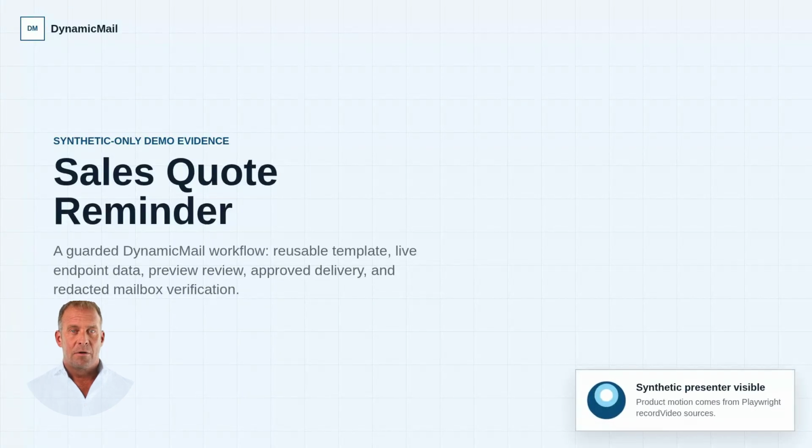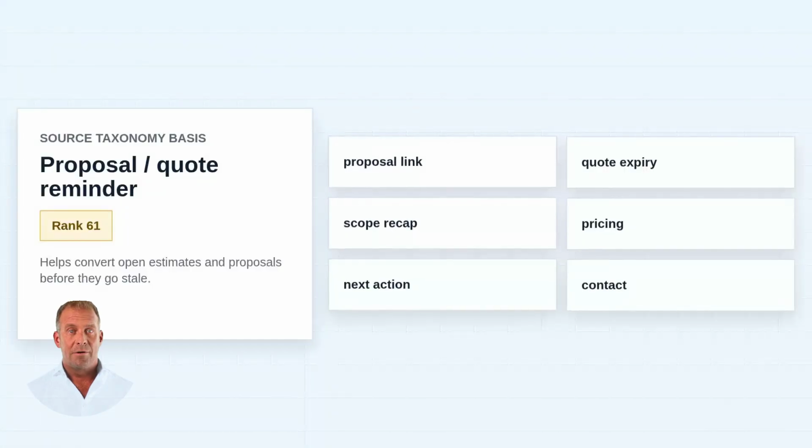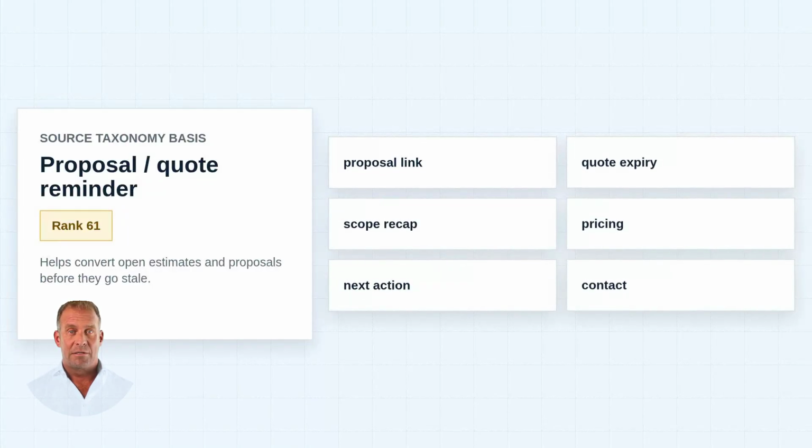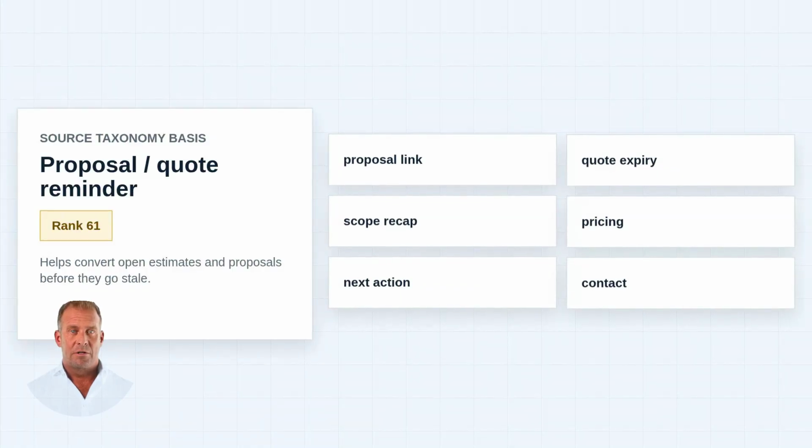This corrected demo shows the full DynamicMail sales quote reminder workflow. The presenter is synthetic, and the product sequence is built around the guarded DynamicMail demo workspace. We will create the message, fill quote data, review it, send through the approved path, and verify the delivered email. The timing stays full length, so nothing is hidden by a short media cut.